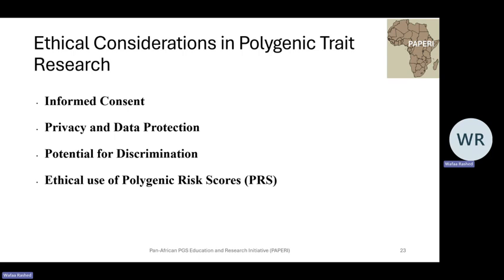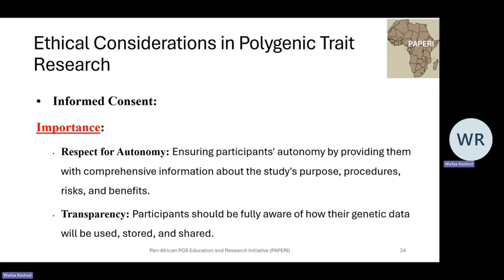For ethical considerations in polygenic trait research, there are four main topics: informed consent, privacy and data protection, potential for discrimination, and ethical use of polygenic risk score. Let's start with informed consent. For informed consent, there are two important points.